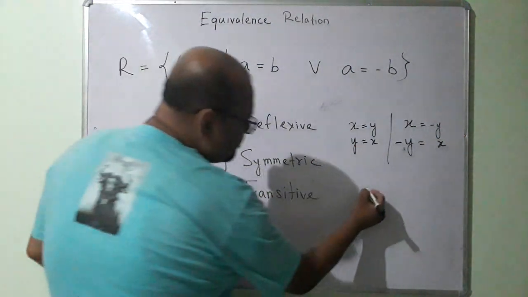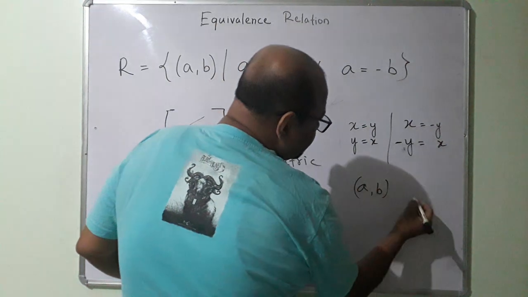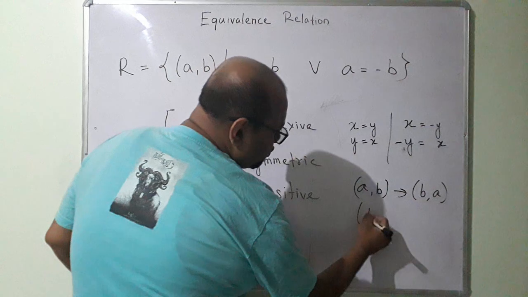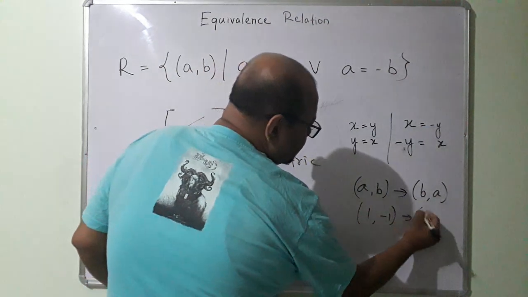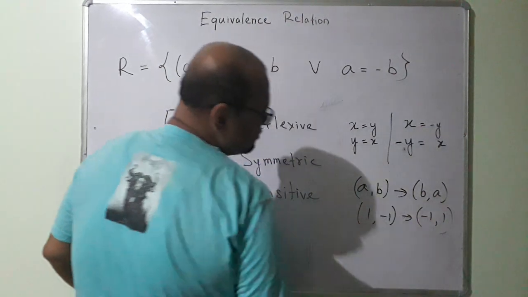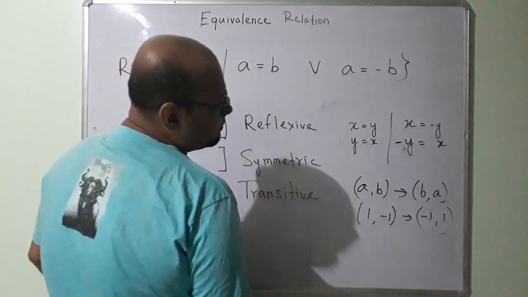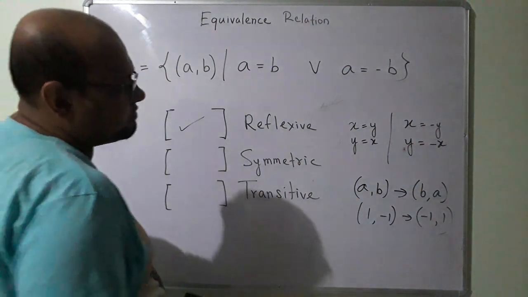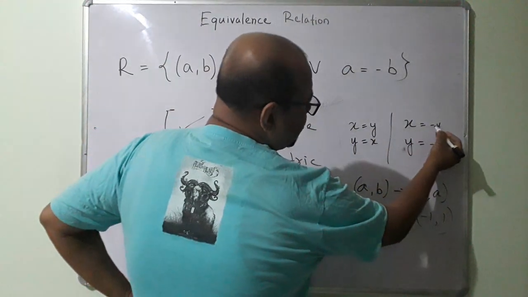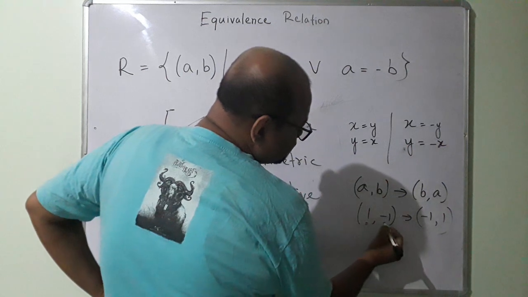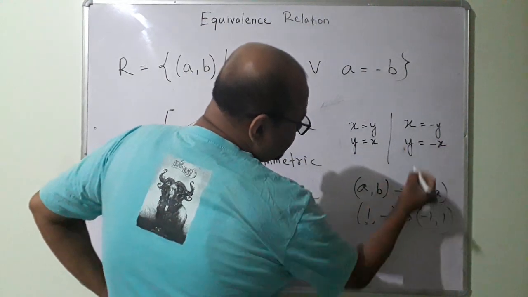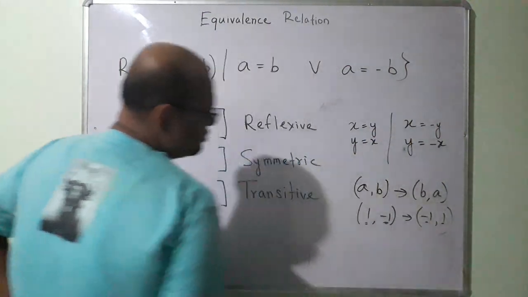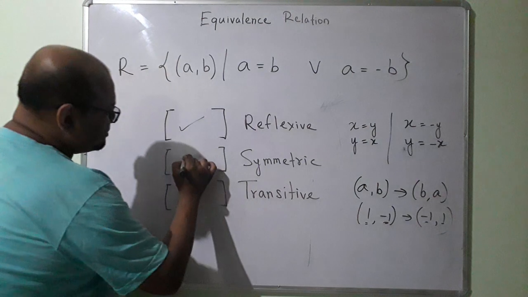Right? If some AB belongs, then it implies that this BA also belongs to the relation. If 1 minus 1 belongs, then minus 1 1 also belongs. Anyway, this is the same thing. This is 1 equal to minus of minus 1. So 1 minus 1 will belong, right? And minus 1 is equal to minus 1. So minus 1 1 will also belong. So because of this we know this is symmetric.